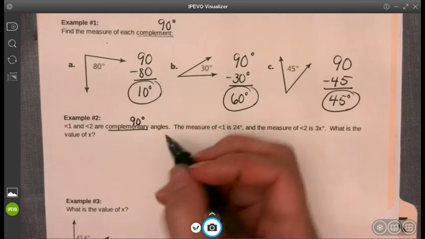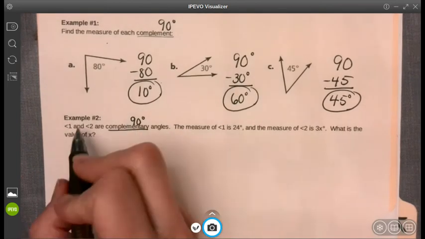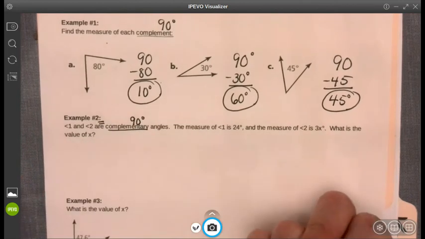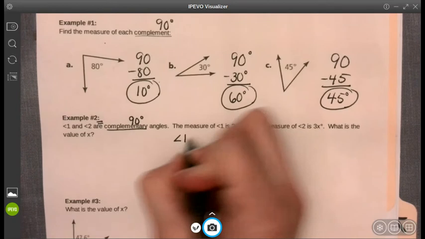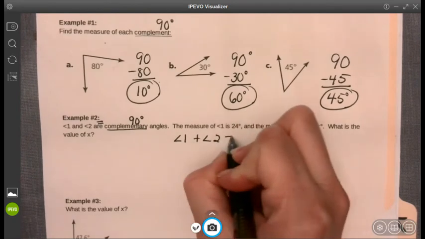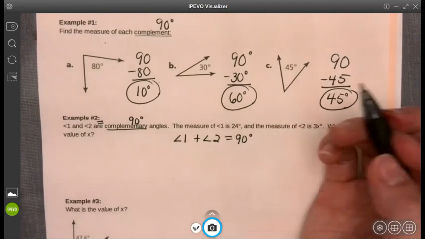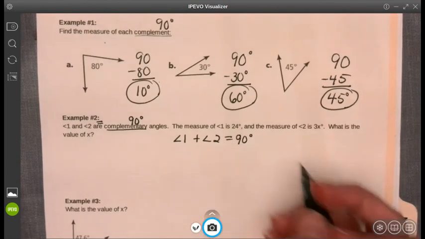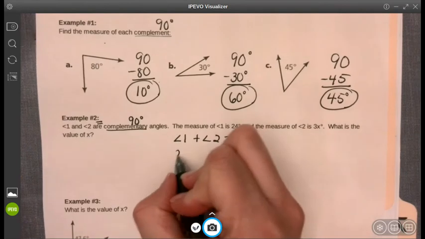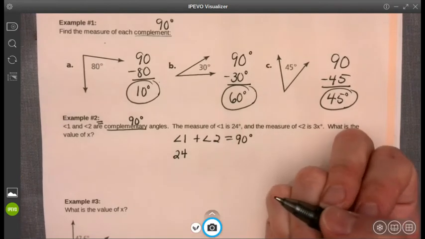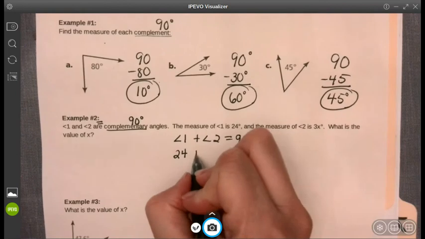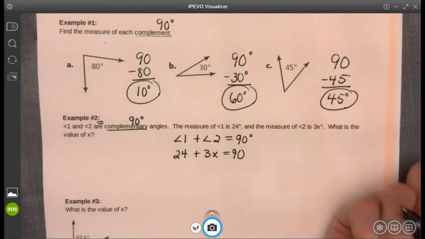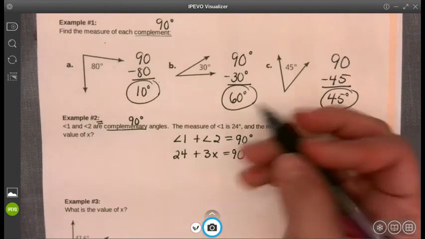So what I'm going to do is, right here, when they say angle 1 and angle 2 are complementary, that is being the same thing as an equal sign. So I'm going to write angle 1 plus angle 2 equals 90 degrees. This is my roadmap to how to set up this equation. So now that I know that angle 1 is 24, I'm going to substitute a 24 in place of angle 1. If I know angle 2 is 3x, I'm going to substitute 3x in place of angle 2. And now I've just simply set up a two-step equation for myself.